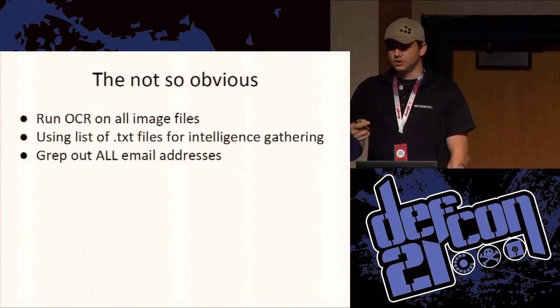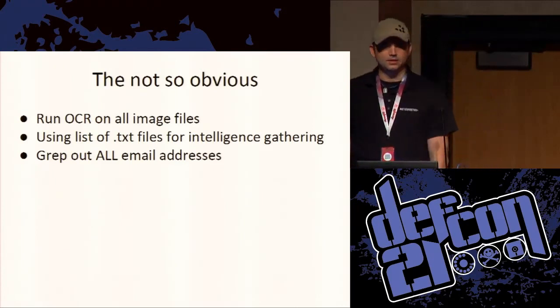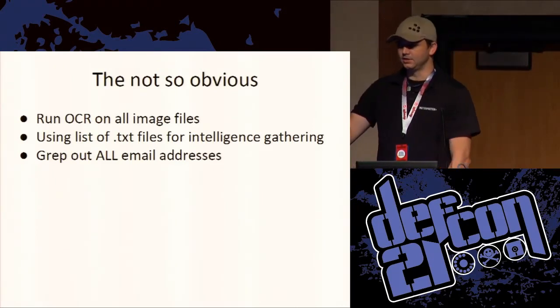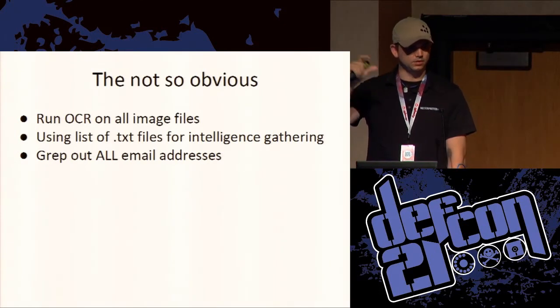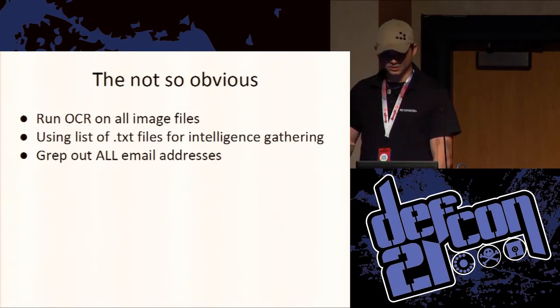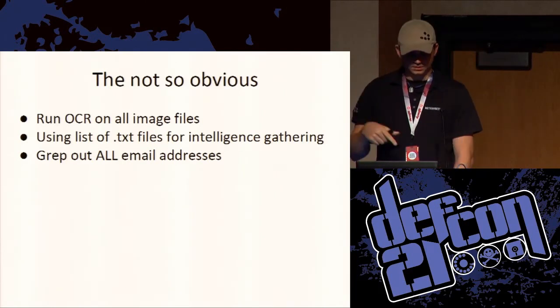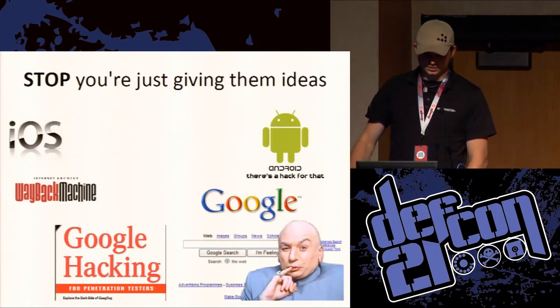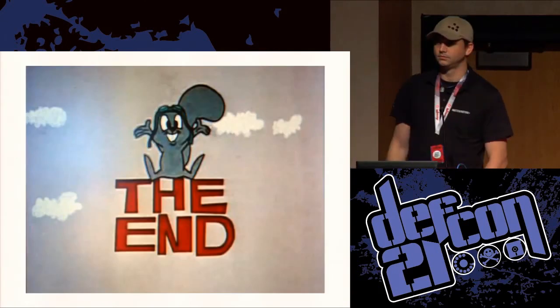Another thing is running OCR on all the images. We actually found a gentleman or girl that had their password stored in an image in the repository. It was awesome. Using a list of text files, grepping out all the emails, which he already does, and I'm stopping because it gives everyone ideas, and we're done.